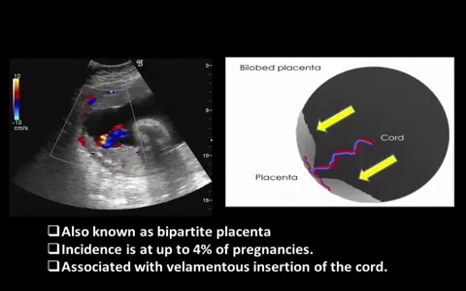A bilobed placenta, also known as bipartite placenta, is a variation in placental morphology, in which the placenta is separated into two near-equal lobes. If more than two lobes are present, it is termed a trilobed, four-lobed, and so on. The estimated incidence is about 4%. It is associated with velamentous insertion of the cord.